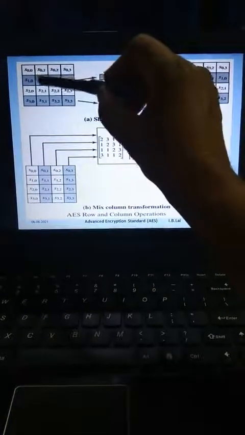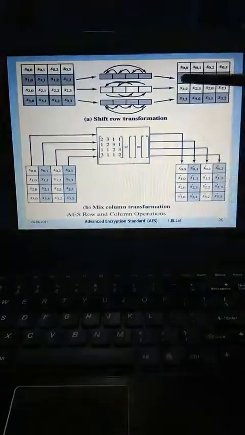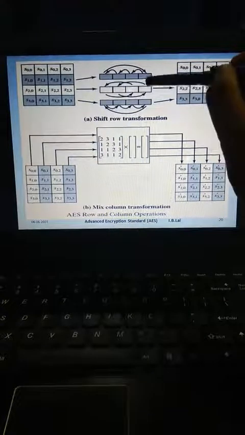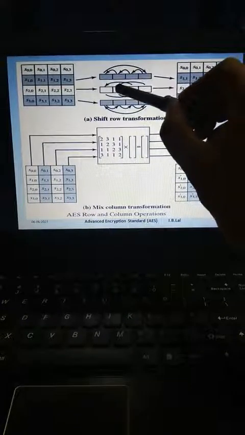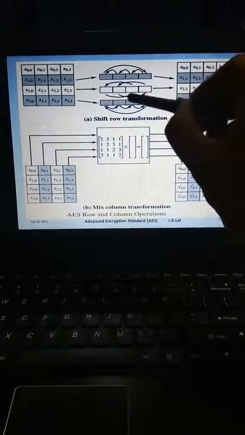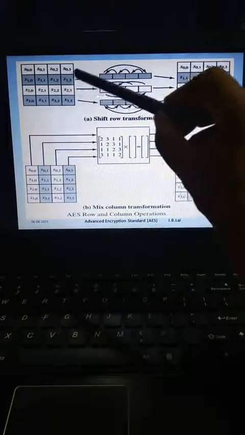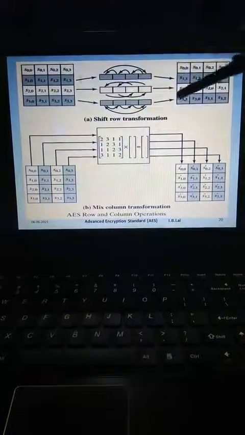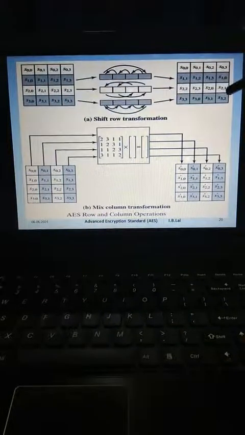Now this position is taken by S11. This shifts to here, S11, then S12, S13, and in second row 2 bits would be shifted. So this bit would come here, and the last bit would come here. First bit would go here, and second bit would take the last position. So here we can see S20 is here, S21 takes the last position, S22 takes the first position, and S23 comes to second position. S22, S23, S20, and S21.